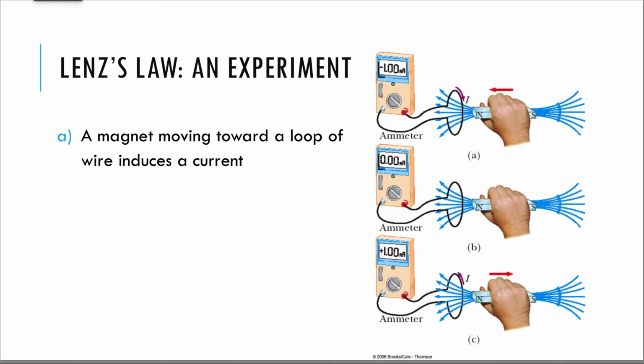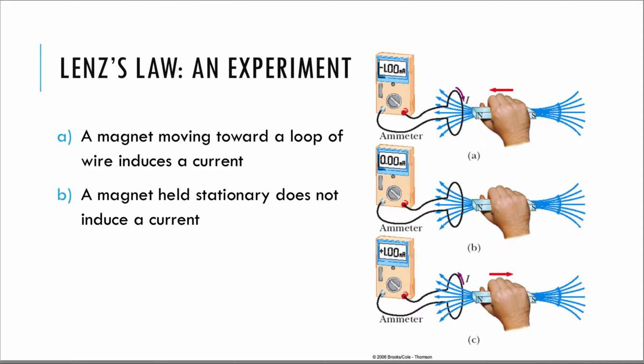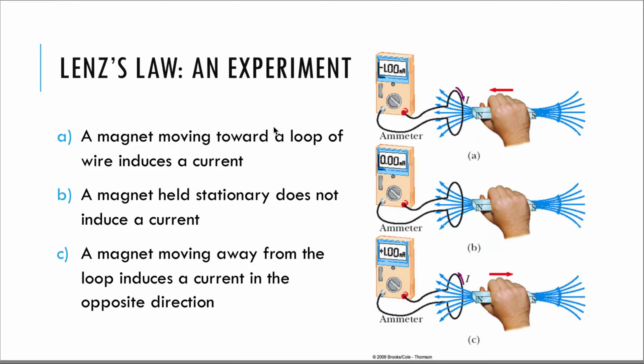Let's take a look back at one of the experiments we saw previously. If you move a magnet towards a loop, there will be a current induced. You can see that this loop of wire is just connected to an ammeter. There's no battery or anything, but as you move the magnet towards it, you can see a current of -1 milliamps. If you hold the magnet stationary, there is no current. You see it goes back to 0. And then if you take the magnet away from the loop, now there's a current induced in the opposite direction, which is represented here with a positive current instead of a negative, so in the opposite direction as before.